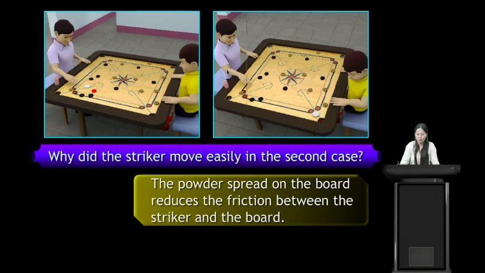But in the second case, when powder is applied on the carom board, the friction is reduced between the surface of the striker and the surface of the carom board, and that is why in the second case the striker moves easily. So by using powder, we can reduce friction while playing carom.